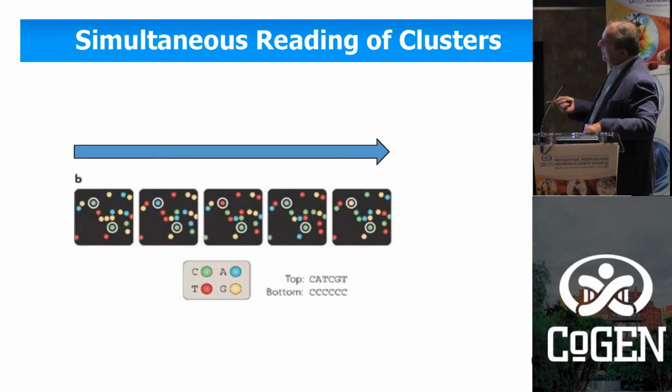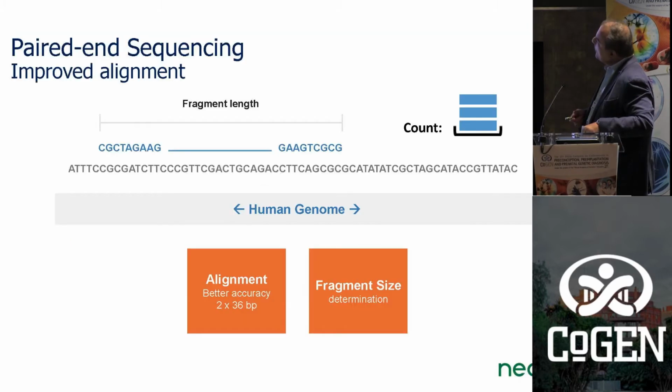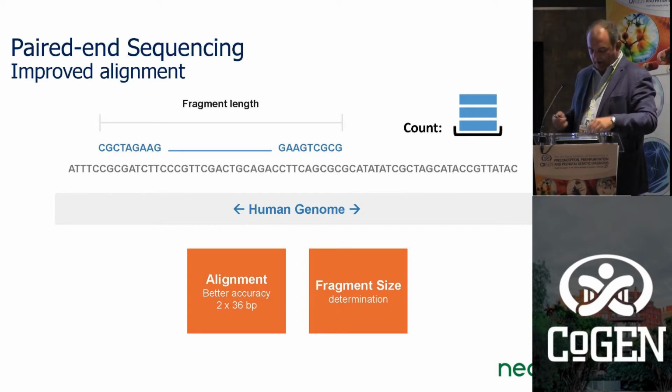So all these clusters can be, as I showed you, read one after the other sequentially, and the fluorescent signal is actually outputted in a sequence. One more improvement of this is also sequencing. It's called paired-end sequencing, and this is sequencing all your DNA fragments by both extremities.